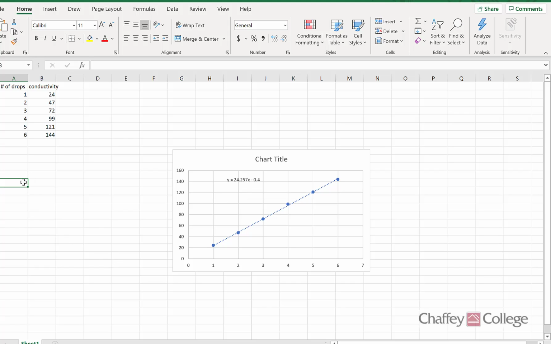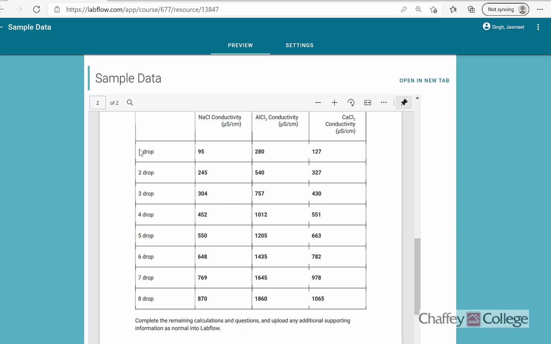Similarly, you will plot for aluminum chloride. Again, you will do the same exercise to measure the slope, and finally you will plot the calcium chloride data. For this one, you need to use this column and this column, and that's how you will measure the slope values for all of these three solutions. Once you note down the slope values, let's go to the lab report and see how to use these numbers.